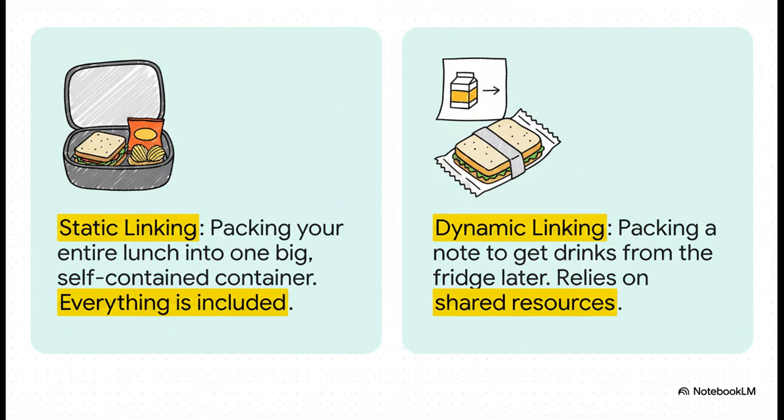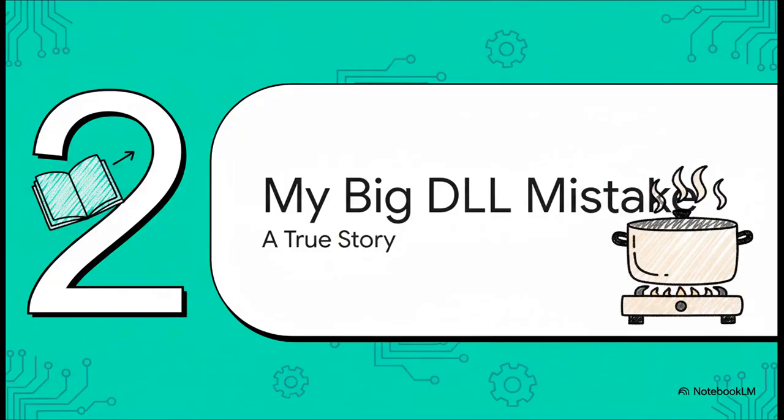Then there's dynamic linking. This is more like packing your sandwich and then putting a little note in your lunchbox that says, hey, when you're thirsty, the drinks are in the fridge. The file's way smaller, but it totally depends on the fridge being there when it needs it. This is super common because it saves a ton of space.